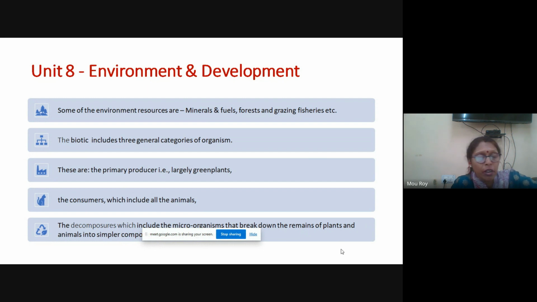So what are decomposers? Basically, these decomposers include the microorganisms that break down the remains of plants and animals into simpler compounds.